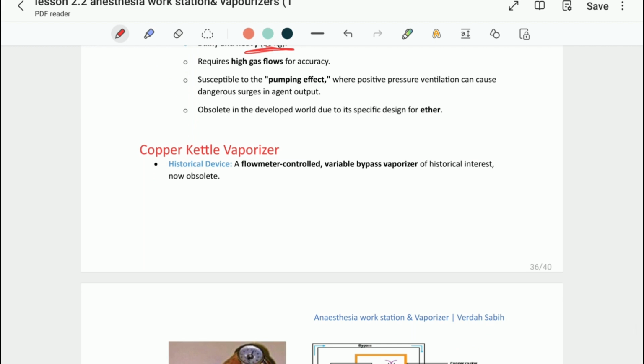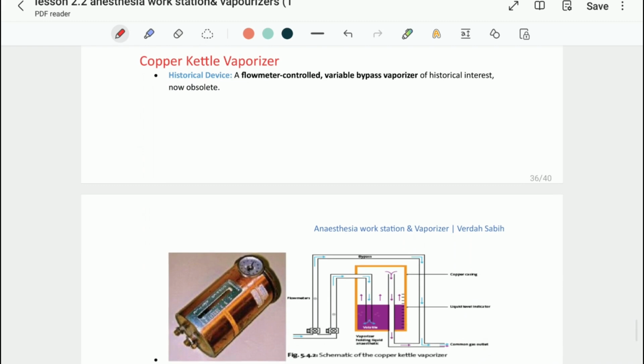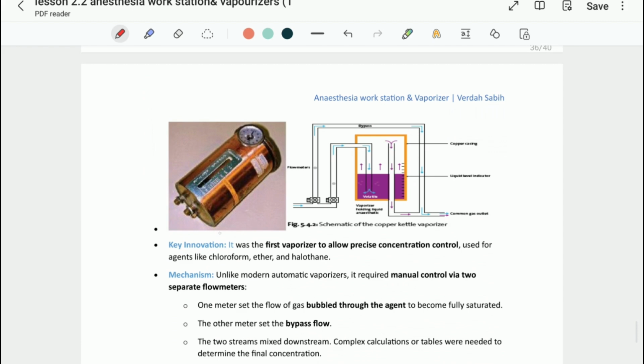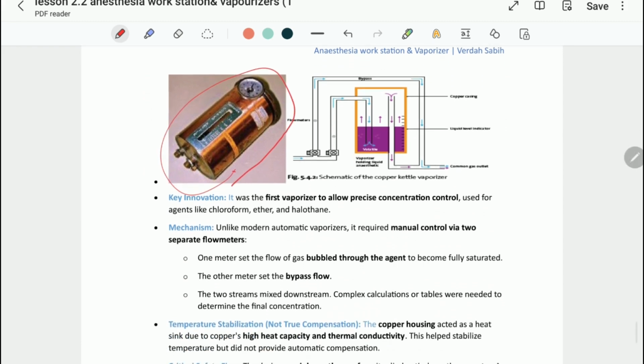Then there is another vaporizer of historical interest, the copper kettle vaporizer. It is a historical device which is a flow meter controlled variable bypass vaporizer and is now obsolete. This picture shows the copper kettle. It was the first vaporizer to allow precise concentration control, and it was used for agents like chloroform, ether, and halothane. Unlike the modern automatic vaporizer, it required a manual control via two separate flow meters.